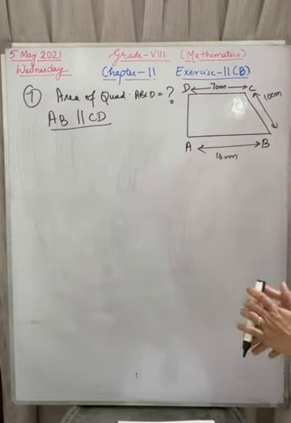Now 10 square is 100, equal to perpendicular square plus 6 square, which is 36. So 100 minus 36 is equal to perpendicular square. 100 minus 36, how much? 64. Very good. 64 is equal to perpendicular square. Remove the square from perpendicular, it will be the square root of 64. 8 8s are 64.